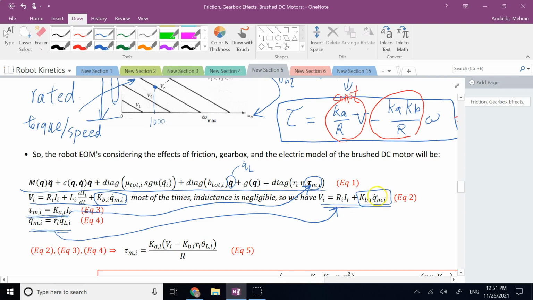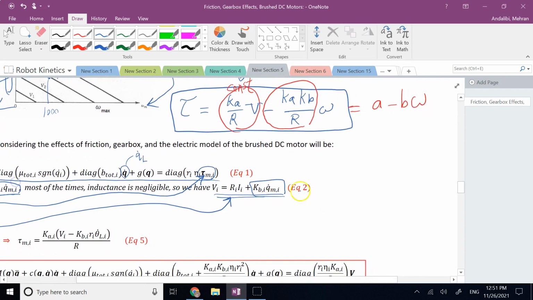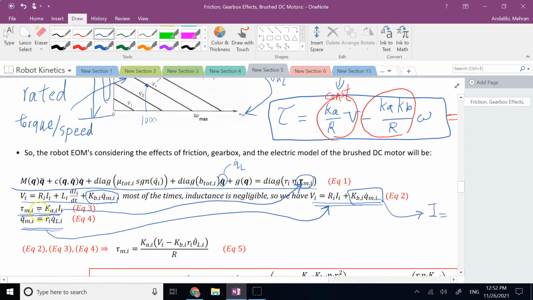Because it's very easy, right? If I want to, I can find torque as a function of voltage. How? Well, torque is K times I, if I can find I from equation 2. Because clearly from equation 2, my I is V minus Kb times Q dot M, the whole thing divided by R. Right? So I plug that I into the torque equation.